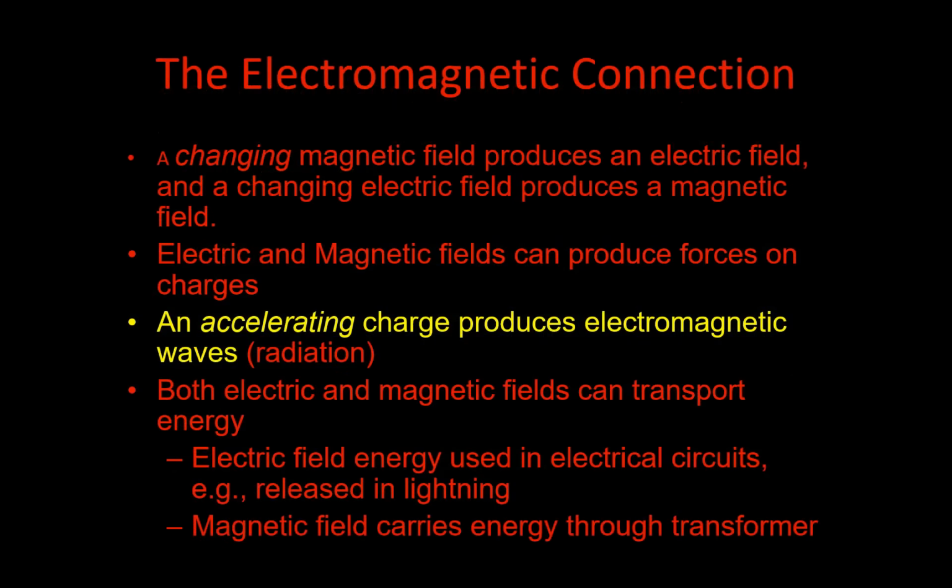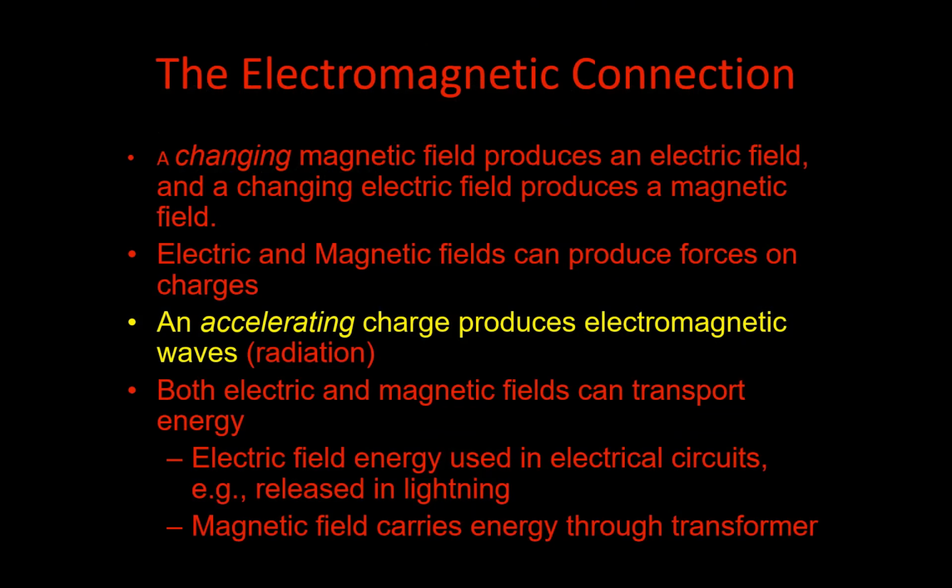So what does this mean for us? Well, we're going to discuss magnetic fields next time. But a changing magnetic field produces an electric field, and a changing electric field produces a magnetic field. So electricity and magnetism can produce forces on charges. An accelerating charge gives you electromagnetic radiation, will give you light. And this is what you're doing when you turn on a radio transmitter. You're bouncing electrons up and down at a specific frequency, and that's radiating energy at a specific frequency.